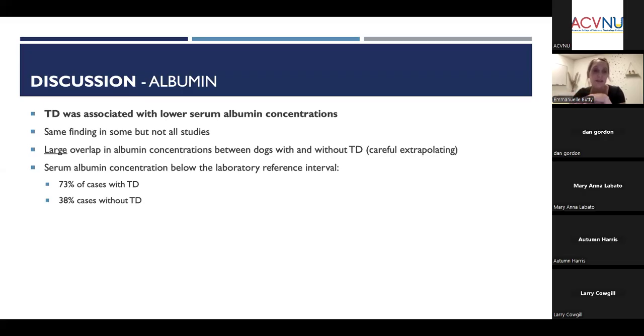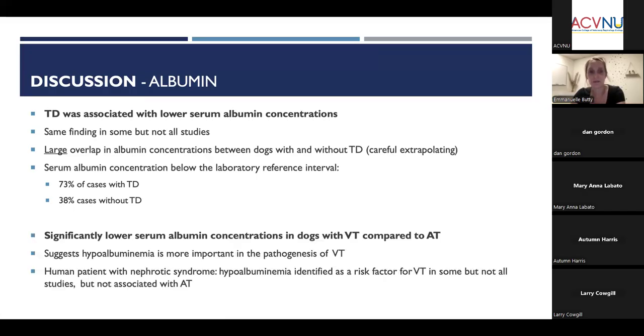And if we look specifically at those results, if we look at the serum albumin concentration below the reference interval, 73% of the cases with thromboembolic disease had a low albumin, but it still means that a quarter of them had a normal albumin and they still had a thromboembolic disease. And 38% of the cases without thromboembolic disease had low albumin levels. So definitely not clear cut here, probably emphasizing the fact that albumin cannot just be used to know which one is going to develop a complication.